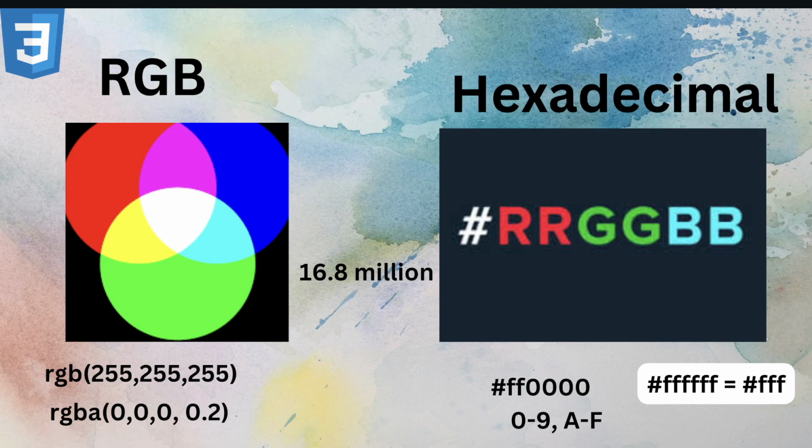Remember set theory in mathematics. So this particular part where we have pure red, we could say that this is represented using RGB 255, 0, 0. So in this part, green should be 0 and blue is 0. Here, red is 0, green is 0. The same thing is applicable here.